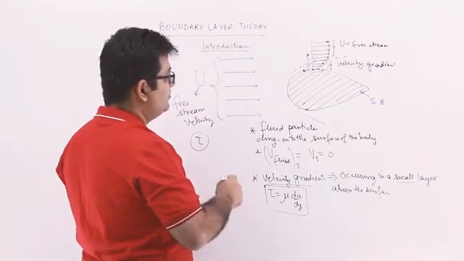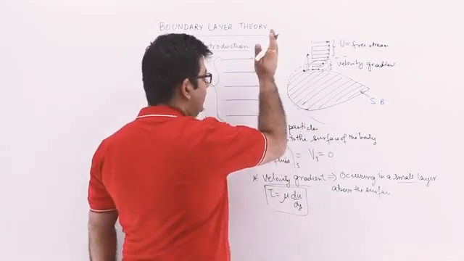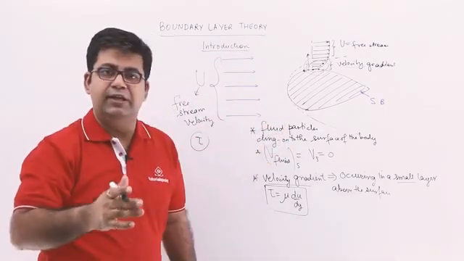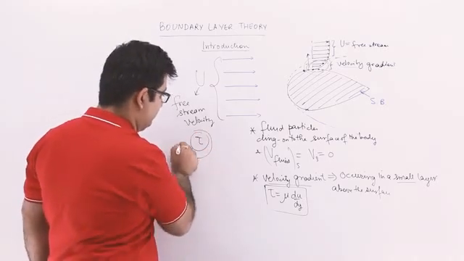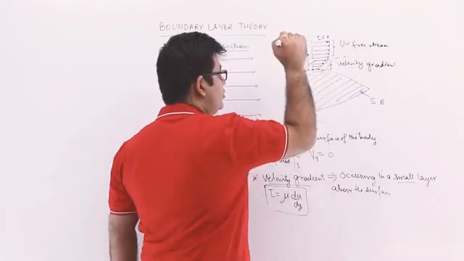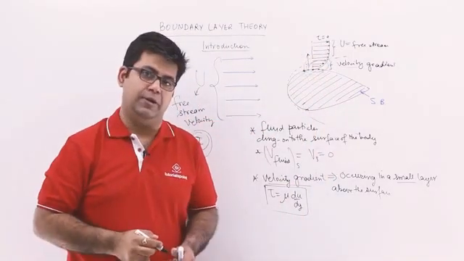So if you go beyond this boundary layer, there will be no velocity gradient. This means there will be no production of shear stress. So there is no tau over here. Tau becomes 0 once you go beyond the boundary layer.